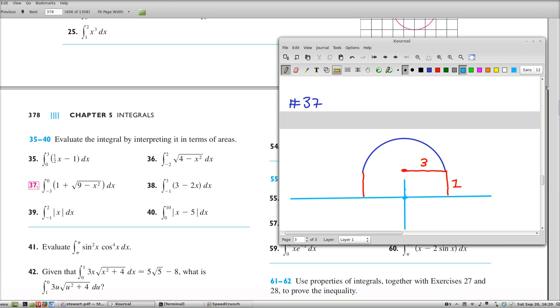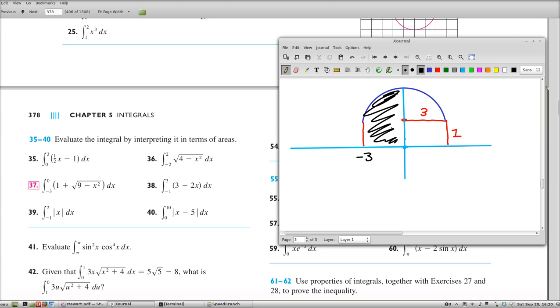And they're asking you about this area basically to the left of 0 and over to -3, which is right here. Sorry, I can't write with the ruler on. Here's -3, so it's all this stuff. So how much is that? That's just this box. This box has dimensions 3 by 1, right? So the box has area 3.